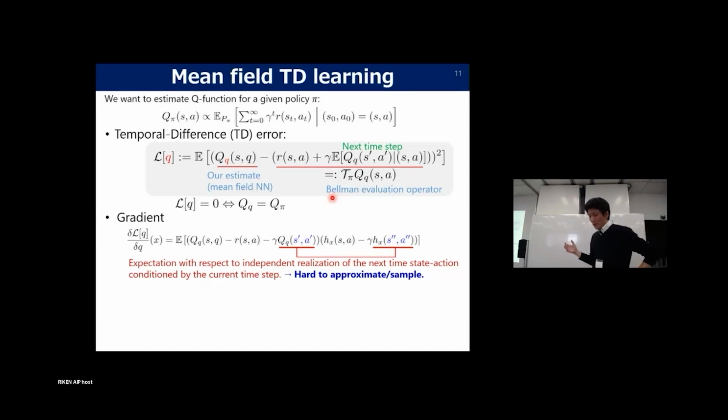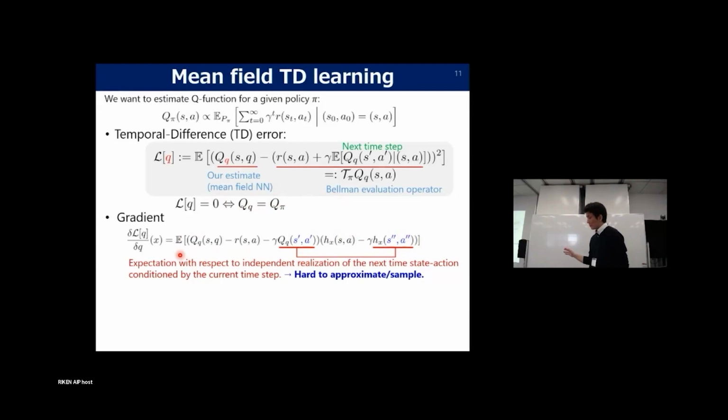So then what we should do is to minimize this temporal difference with respect to the distribution Q, I mean the distribution parameter Q. For that purpose, we take the gradient, I mean the first order variation of this TD error. So then you get this kind of first order variation.